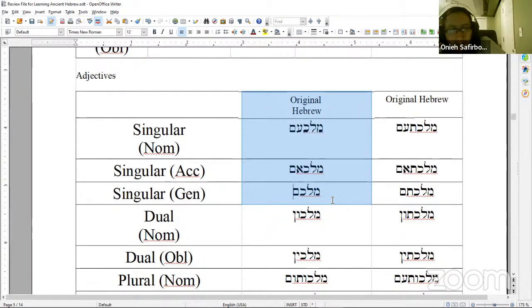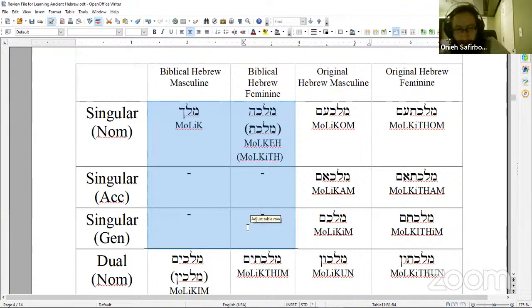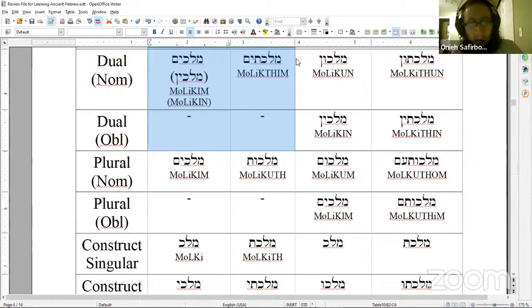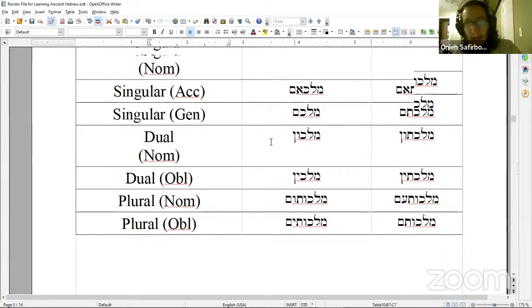So these forms, these first two columns, will be the original for adjectives. Not the original, but the biblical form. These first two columns are the same as regular nouns, but in the original Hebrew, there were different forms for the plural for adjectives.